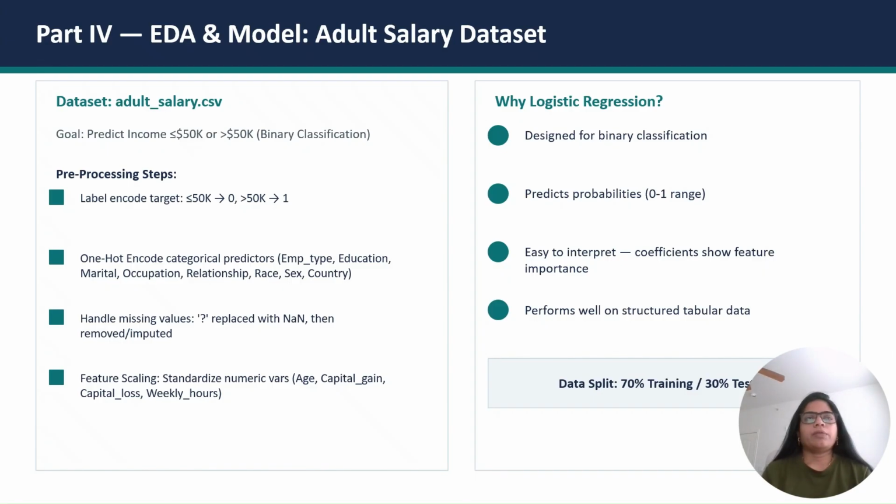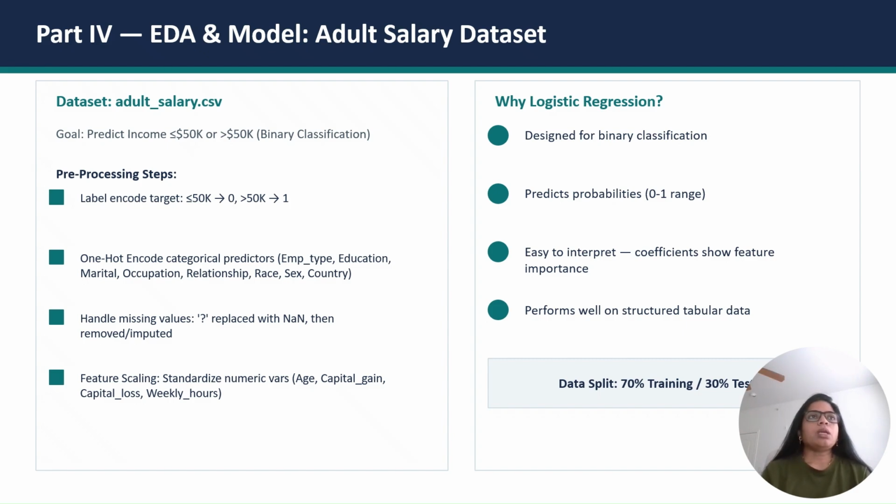The data set we have chosen for logistic regression is adult salary. Here the goal is to predict whether an individual's salary is less than or equal to 50K or greater than 50K, which is a binary classification. The data set has been pre-processed. First, we did label encoding of the target variable, where less than or equal to 50K is transformed to 0 and greater than 50K is transformed to 1.